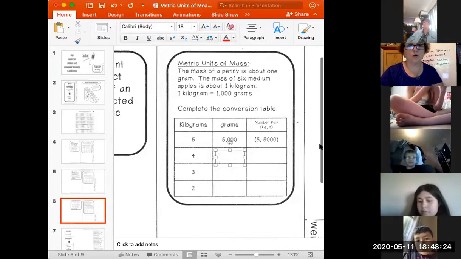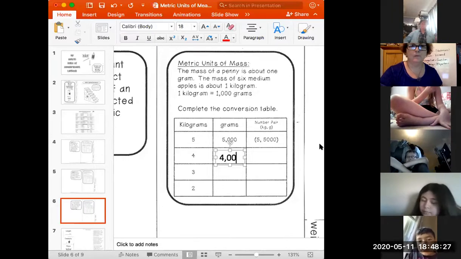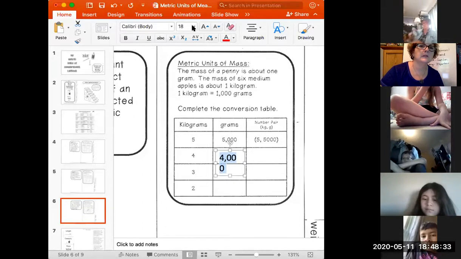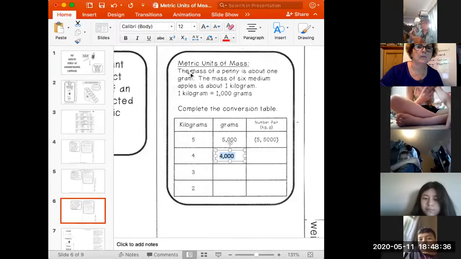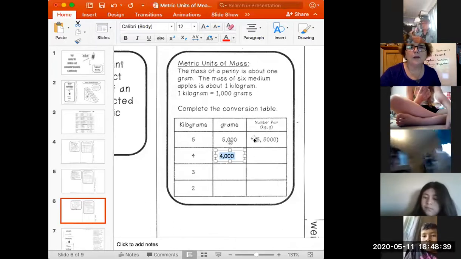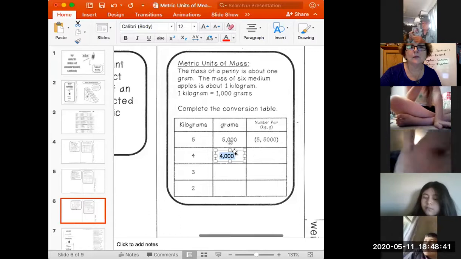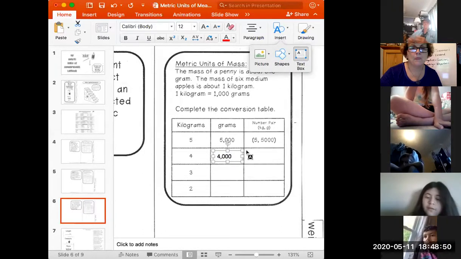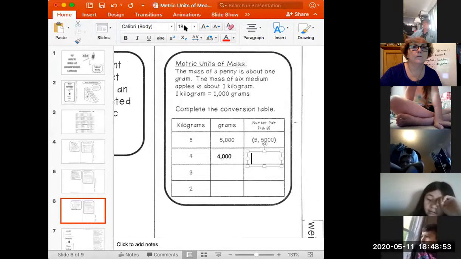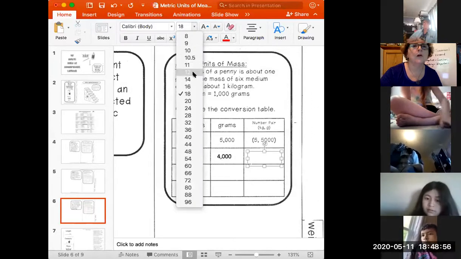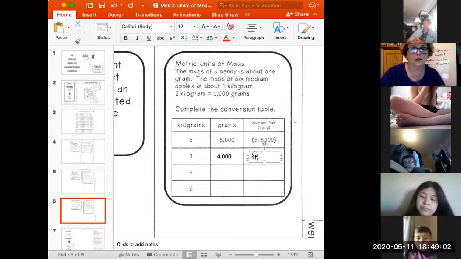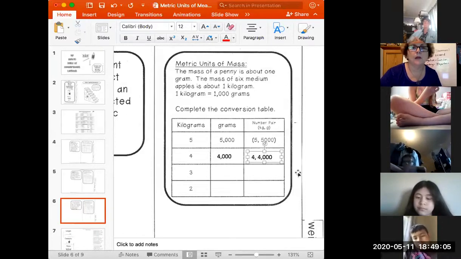4,000, exactly. Okay? I need to change that smaller. So up here it says a set of numbers, and we did that last week. We made a set of numbers. So what numbers do I need to put over here to the side, Lexi? 4 and 4,000. That's exactly right. I need to put 4 and 4,000. Okay. All right.